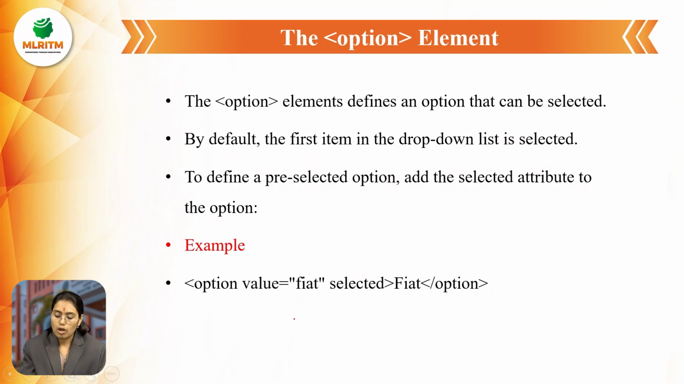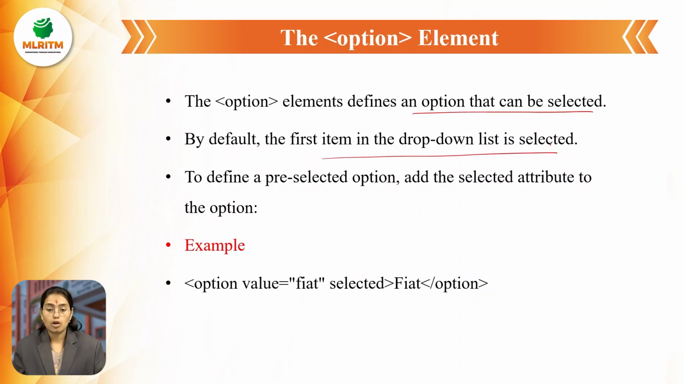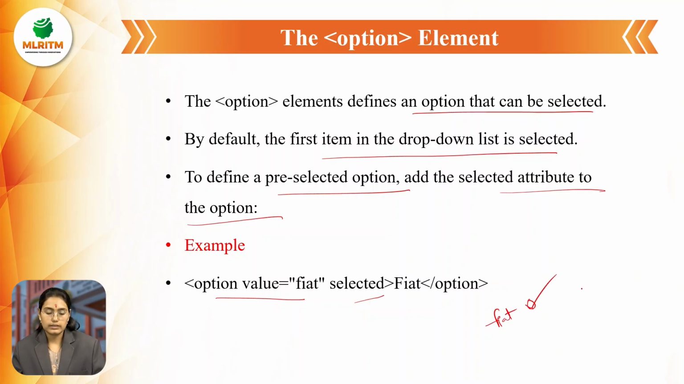Now coming to the option element. The option element defines an option that can be selected. Whatever options you have, you can select any one from it. By default, the first item in the drop down list is selected. If you don't select any item from the list, by default it will take the first one. To define a pre-selected option, add the selected attribute to the option. Use this example: option value equal to some name, selected, then close. If we have it like this, it will be defined as selected. So after selecting, you can't opt for another choice.